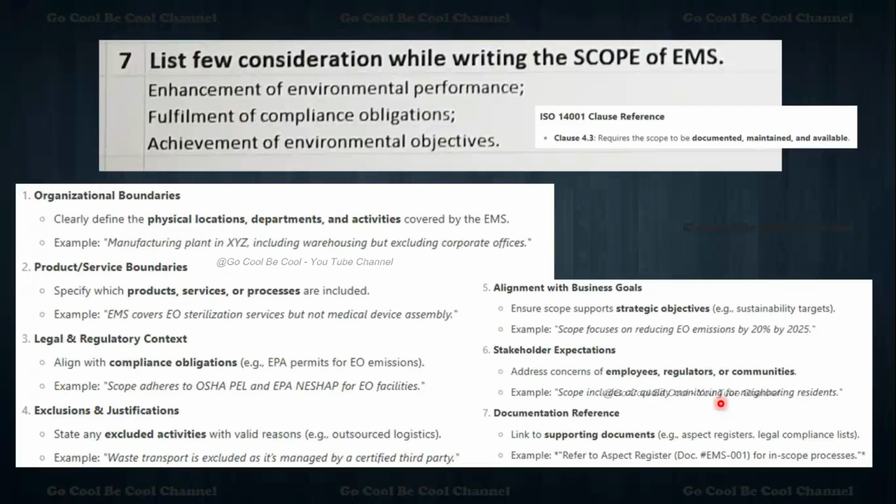Okay, now the 7th question is: list a few considerations while writing the scope of EMS. What is the scope generally?